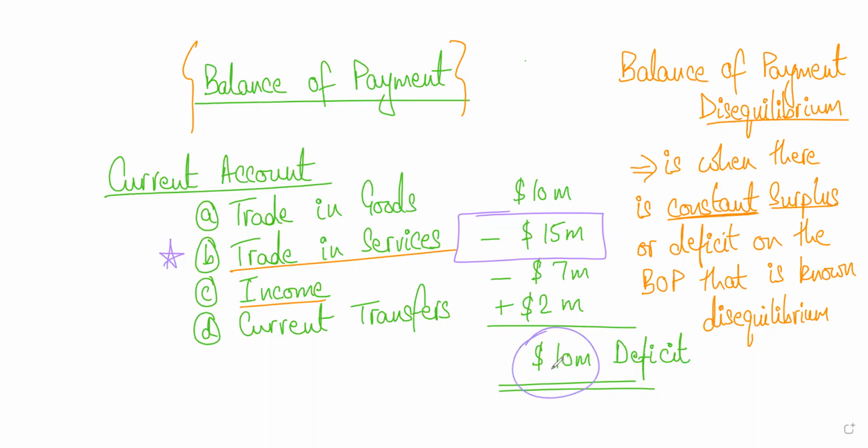So what are possible explanations for this? Where is the deficit coming from? As you can see from the calculations here, the deficit is coming from trade and services and the deficit is coming from the income section. Now, what could be the possible explanations for that? So first one we were talking about over here, trade and services.